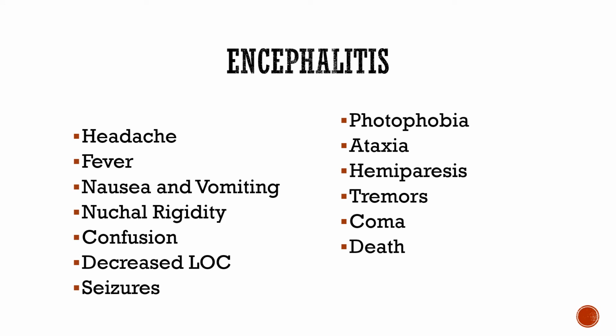So your onsets kind of look a lot like meningitis because you have that headache, a sudden fever, nausea and vomiting, and the nuchal rigidity, which is that stiff neck. Later on, you can have confusion, decreased level of consciousness, develop seizures, photophobia, ataxia, hemiparesis, tremors, coma, and even death.